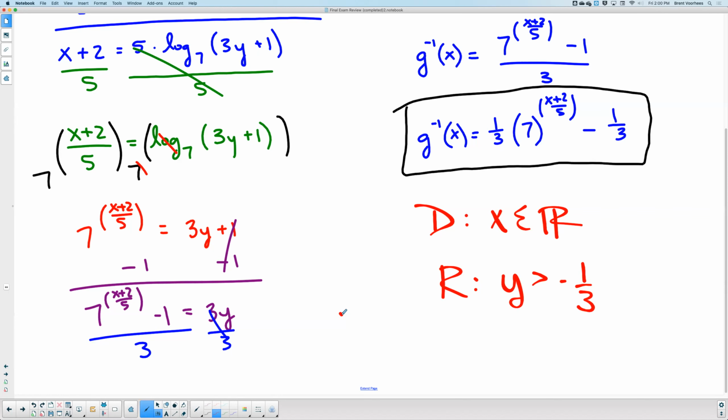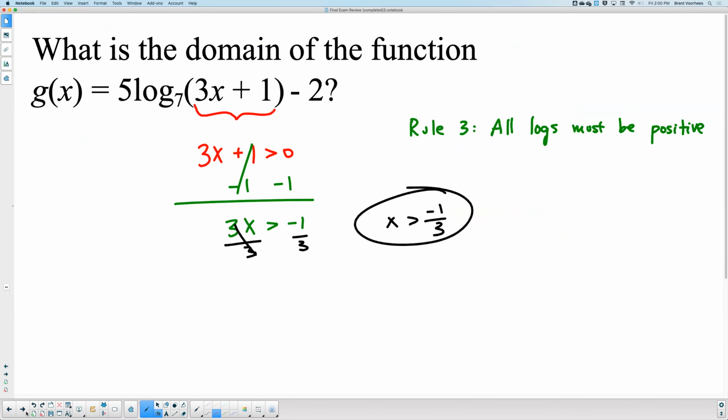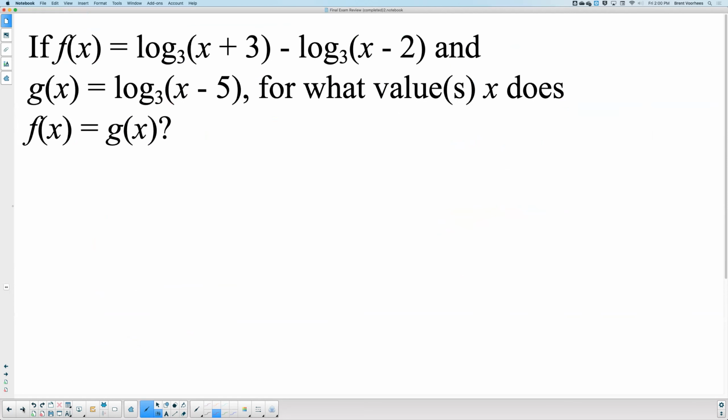Because this is positive values above the, you think of it being above the x-axis, that's why it's greater than. If this had a negative in the front, like a reflection, if it was always going down further, then it would be y is less than negative 1/3. But that's why, that's your domain range. Questions over that? I only got one more for you in this review. Where is it? Here it is.